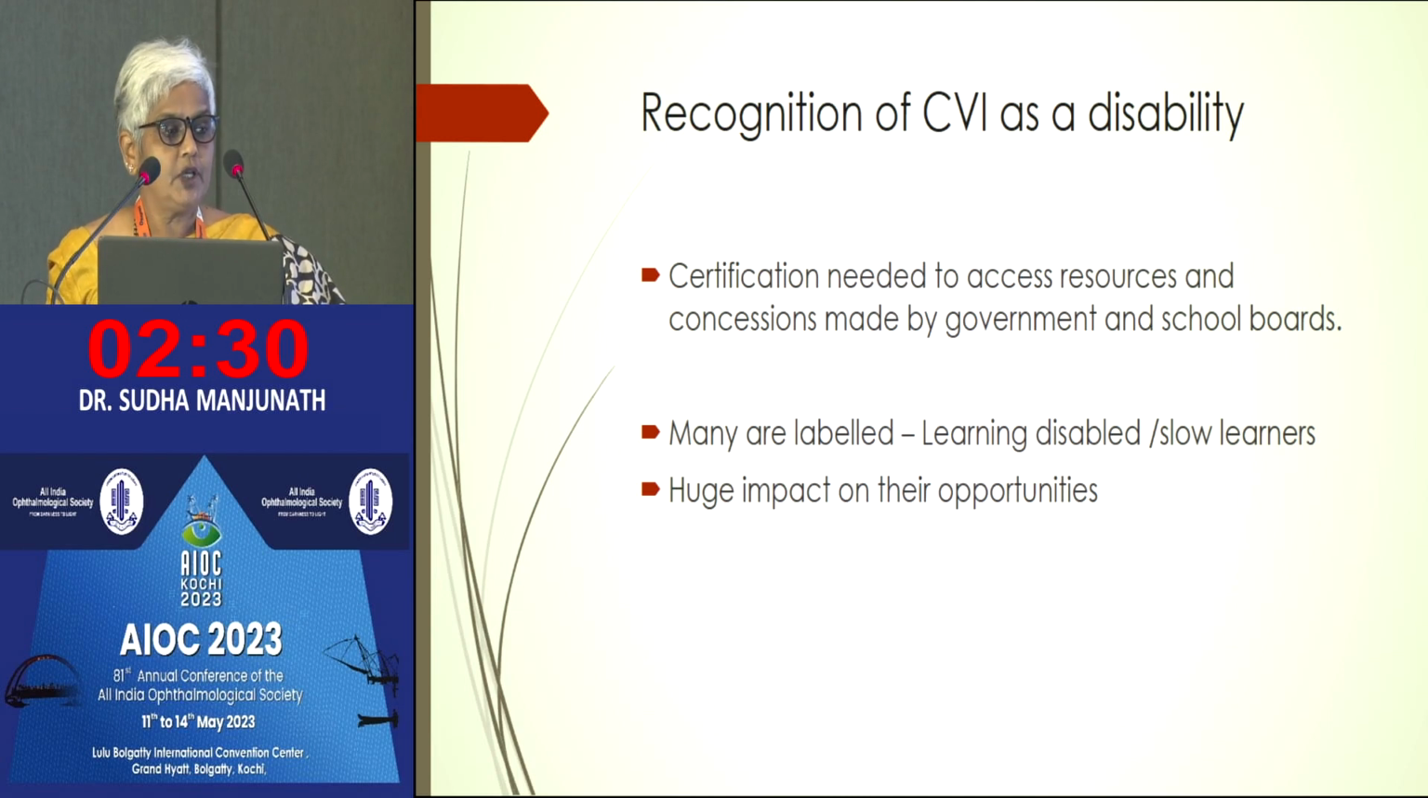So which means that we have still not defined CVI properly, we have still not classified the disorders, and if we don't do that, the children do not get access to the resources and concessions which are made by governments and school bodies, and it has a huge impact on their opportunities. So a lot of work is still needed to be done in order to classify and explain these impairments to the public at large, and also to make it available as a certification modality. I thank you all for a patient hearing.